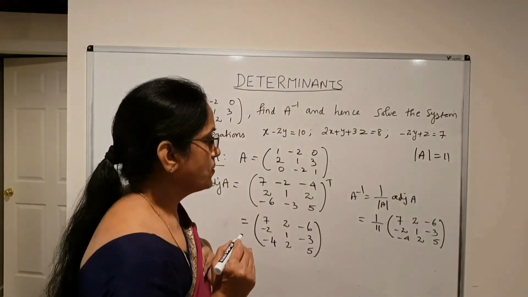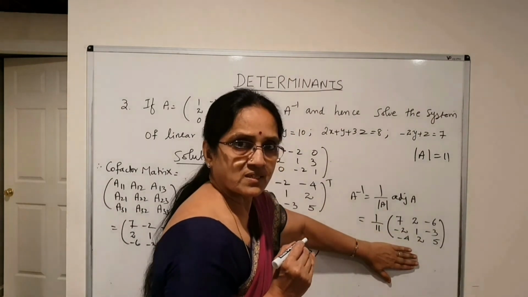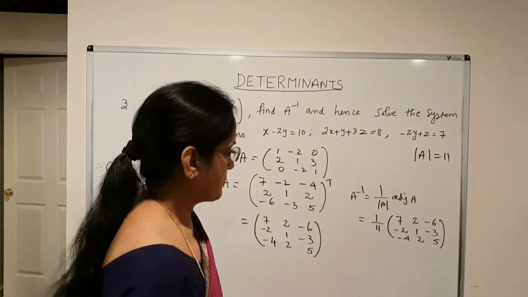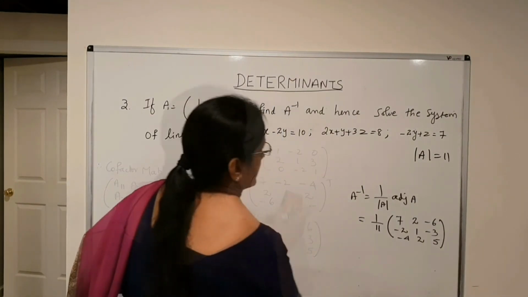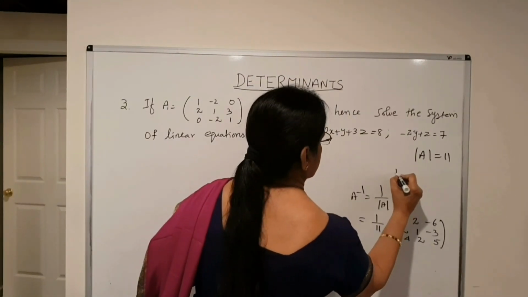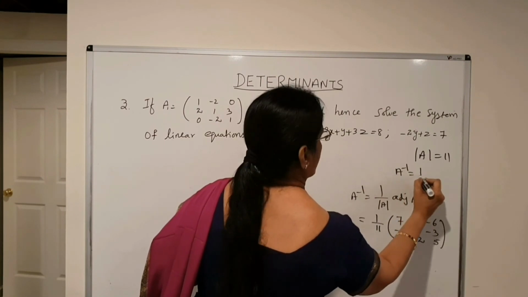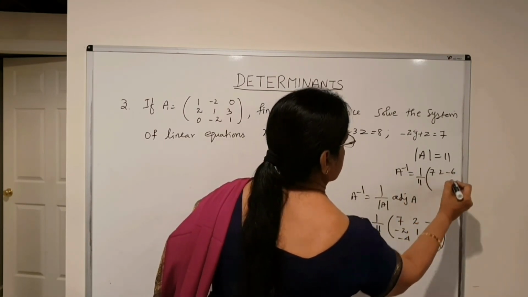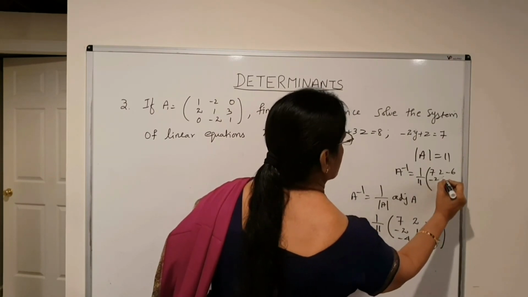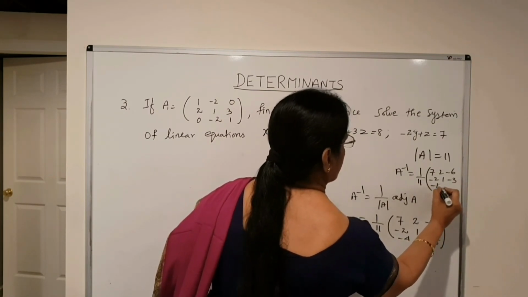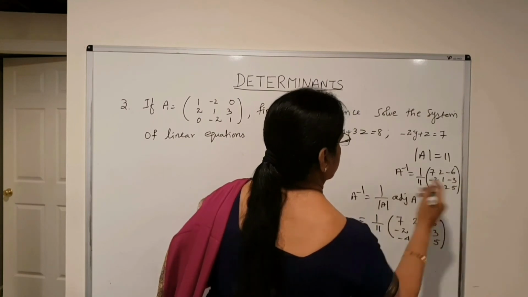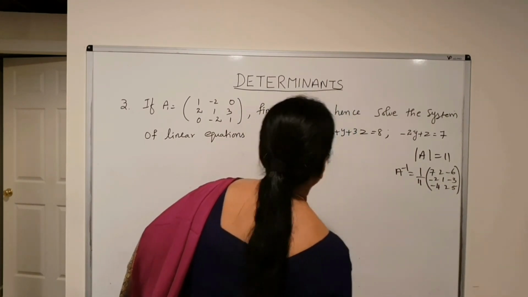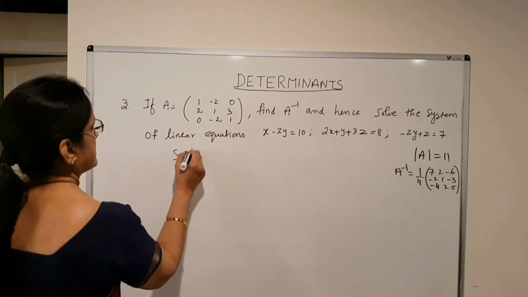Now I need to use this A inverse to solve the system of equations. So let us do the second part now. Let me write and keep here A inverse is equal to 1 by 11 of the matrix 7, 2, -6, -2, 1, -3, -4, 2, 5. Now, the second part.